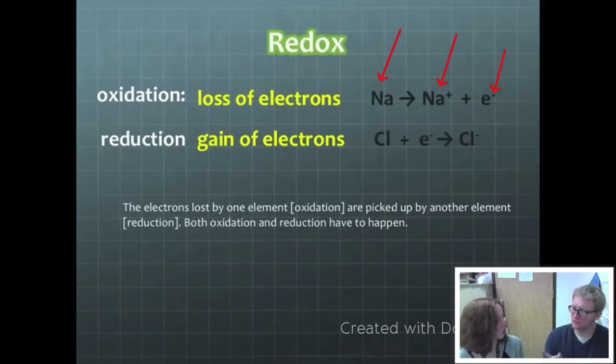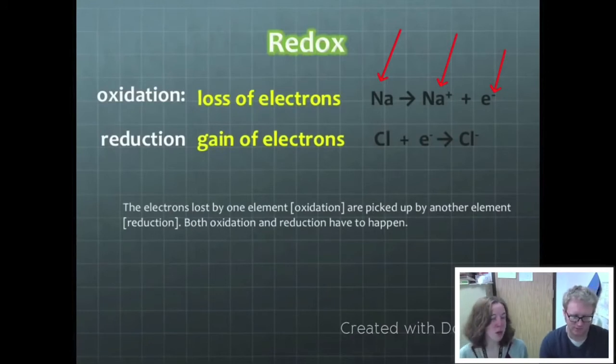Okay, so let me just get this straight. If we're talking about the numbers, for reduction the oxidation number is going down. Yep. And for oxidation, the oxidation number is going up. Right. So that's what we want to think about so we can keep them straight. I like that a lot better. Yeah, it's a lot easier to deal with.